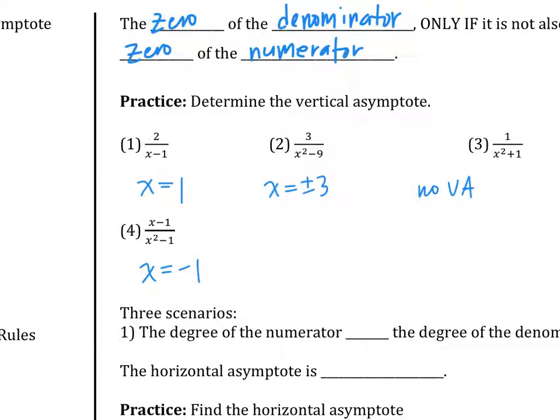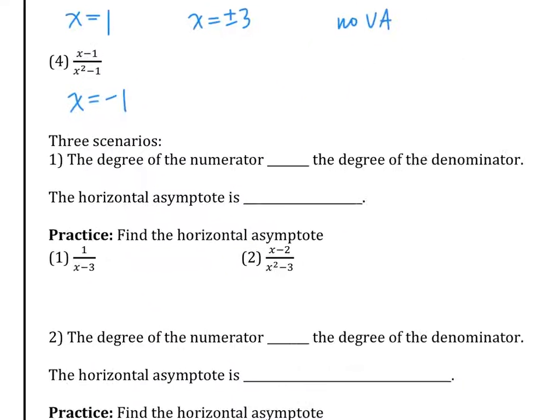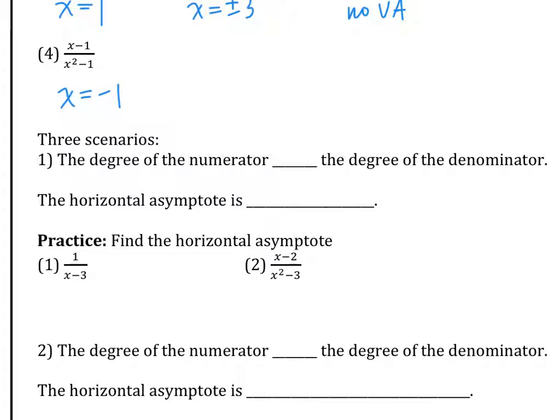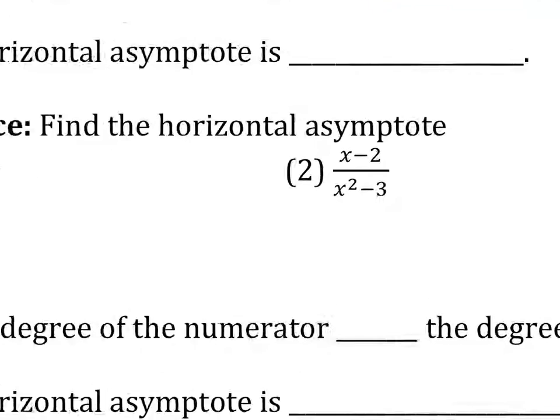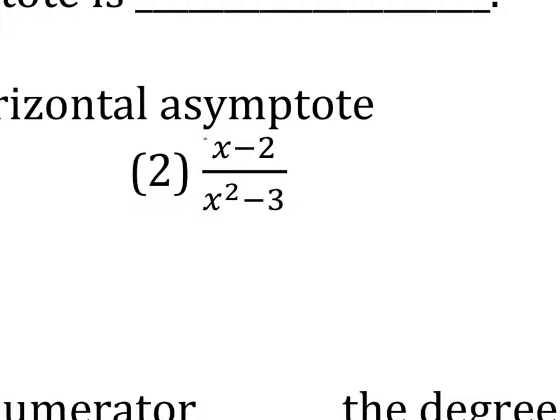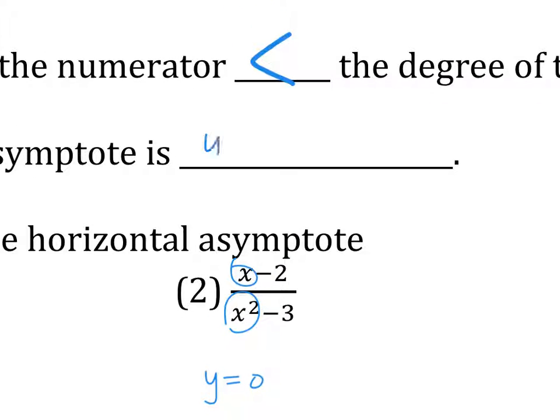Horizontal asymptote, another review. There are only 3 scenarios when it's a polynomial situation. You have 3 situations. When the degree of the numerator is smaller than the degree of the denominator, what is the horizontal asymptote? So for example, like number 2, the degree in the numerator is smaller than the degree of the denominator. So what is the horizontal asymptote? 0. Okay, so it's always going to be 0 if the numerator is smaller in degree than the denominator.